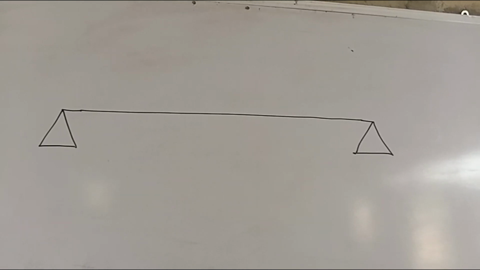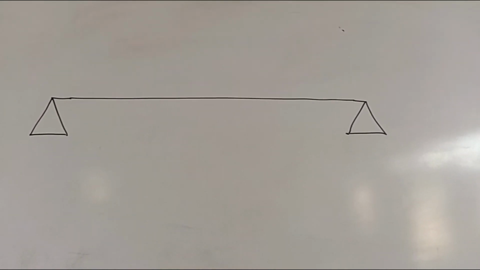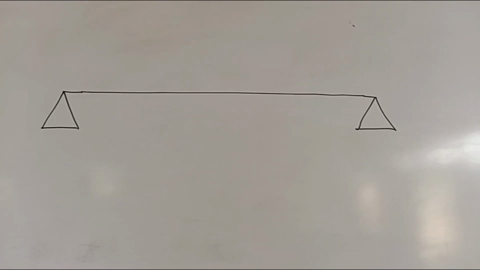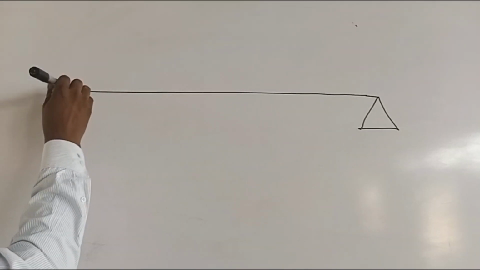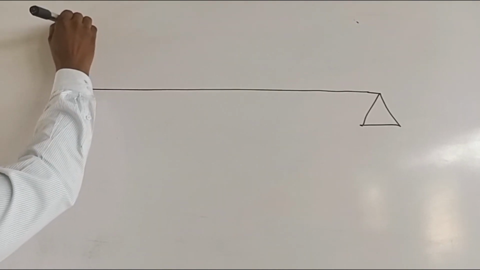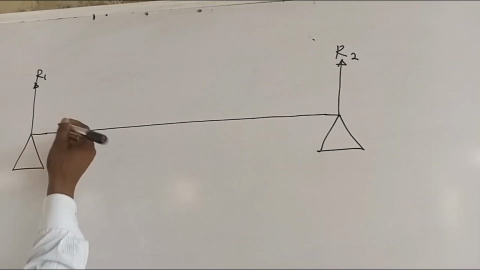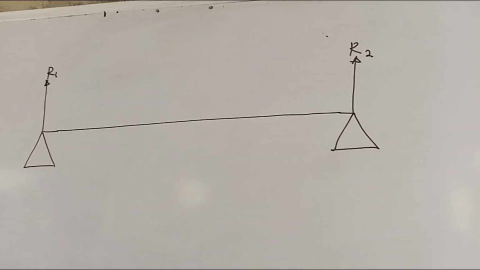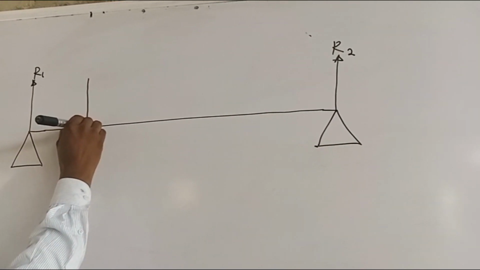So let's draw the free body diagram. A free body diagram is a diagram which shows all the external forces acting on a body or a particle. So since we have a support here, we are going to have a reaction. Let's call it R1. So you have a support of 10 meters. Like I said, it will be positioned at the center of gravity of 10. Center of gravity of 10, that is 5 meters.